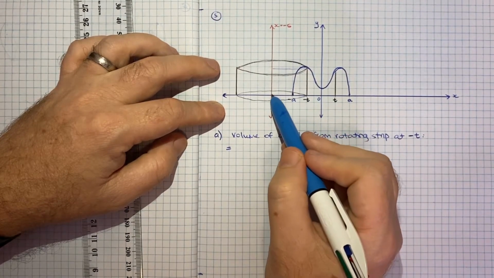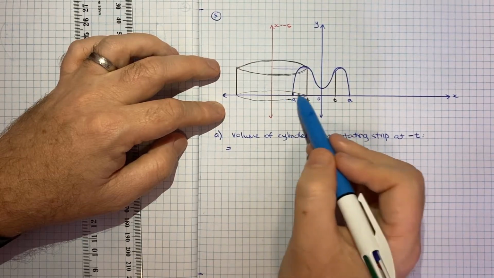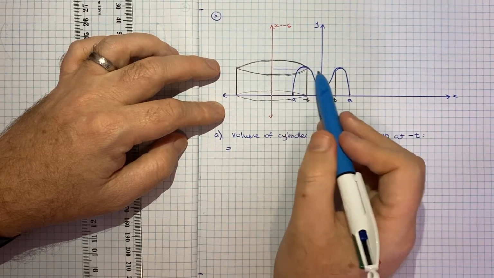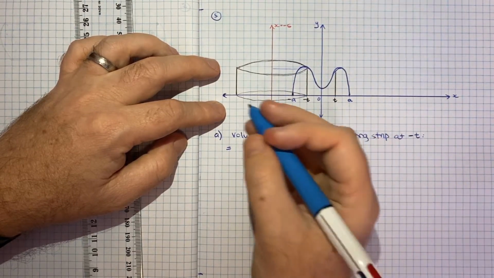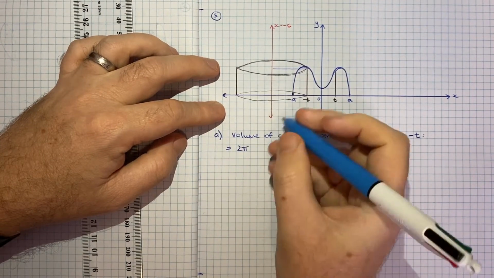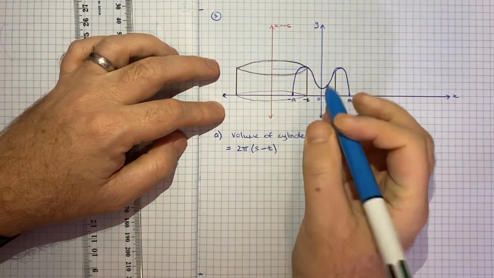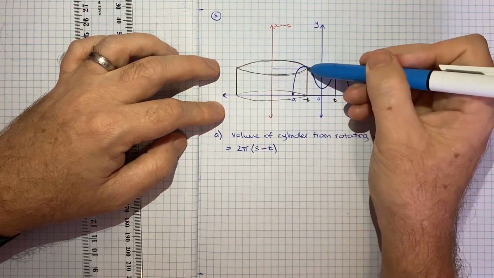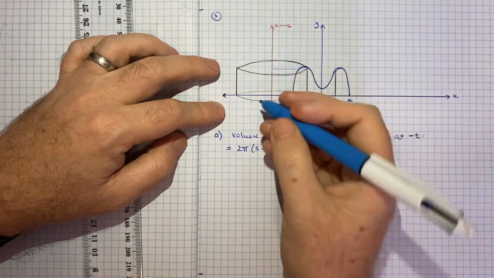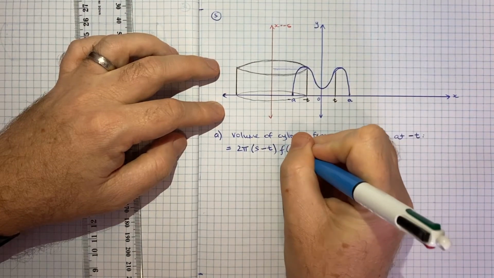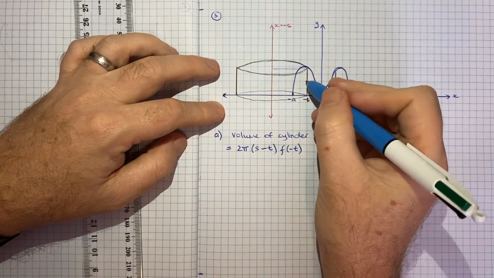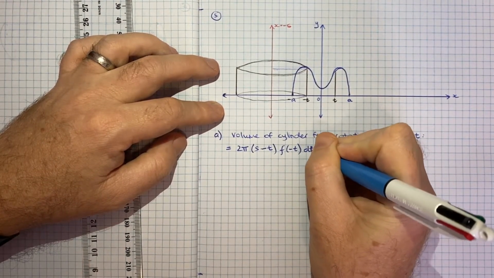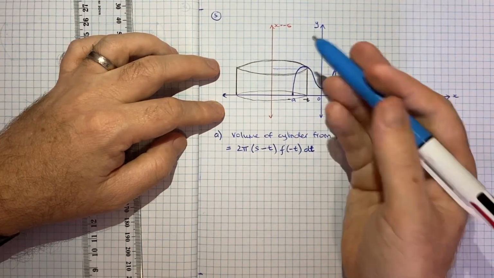So we've gone a distance s less the distance t, both in the negative direction. But that distance there is basically s minus t. It's that difference. So it's going to be 2 times pi times s minus t, being that radius. So that's going to give us the circumference multiplied by the height. And the height here is just simply the function at negative t. And then we've got the width, which will just be dt, because we're told the strip has a width of dt.